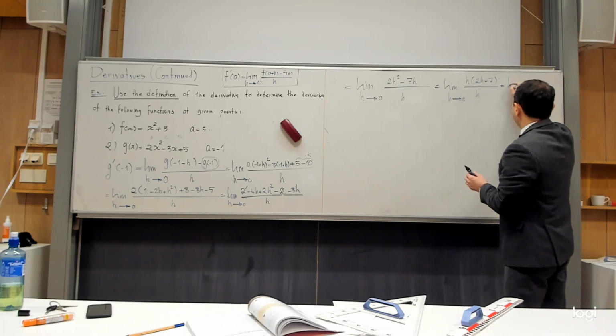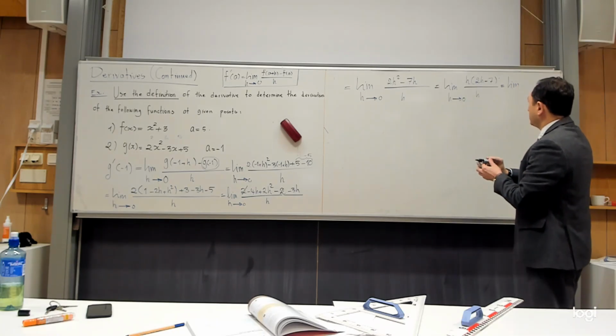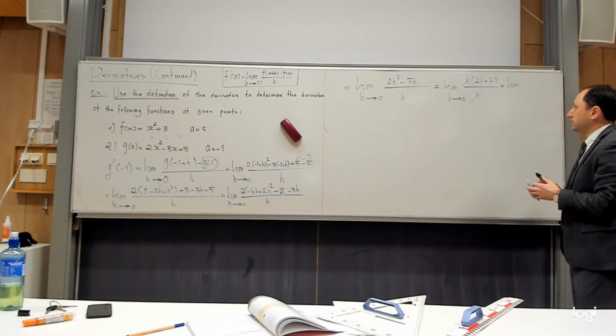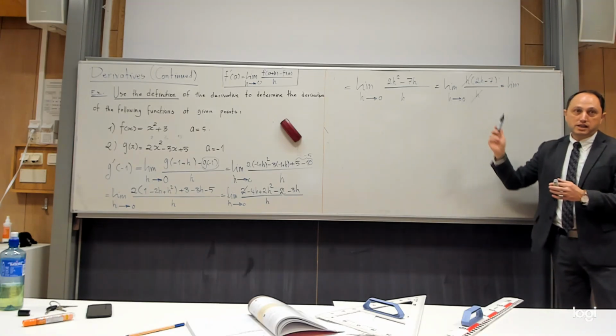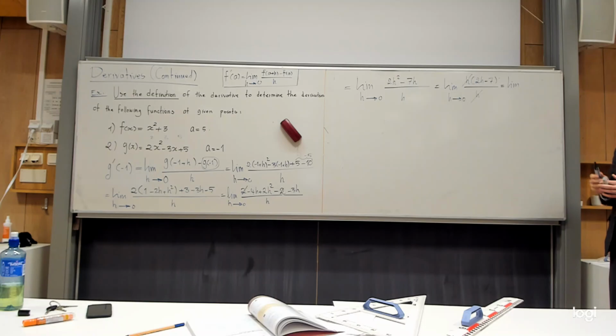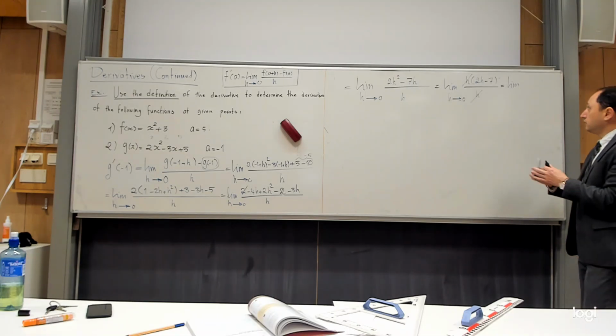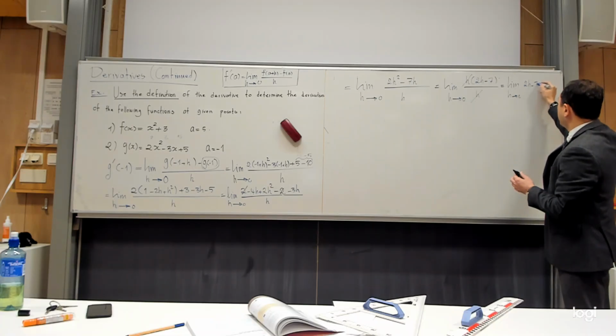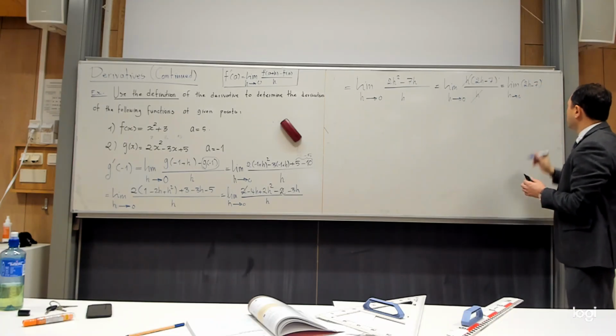Then what happens? h and h are safely cancelled. I want you to understand why I'm allowed to safely cancel that, because this symbol means h is not equal to 0, even though it is very close to 0. And then what is left is the final step. It's 2h minus 7, and h goes to 0. So the answer is minus 7.